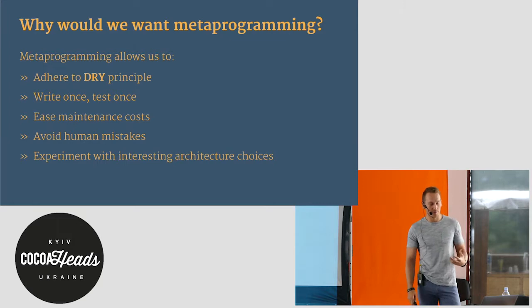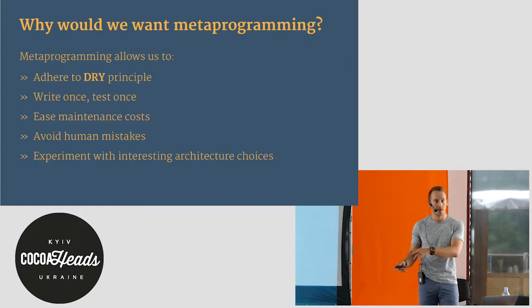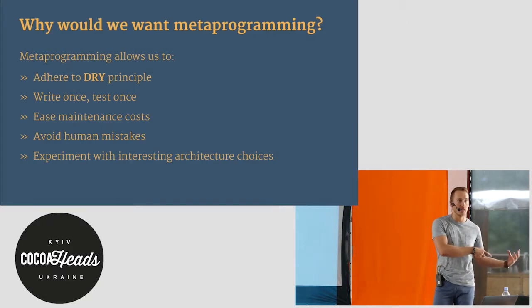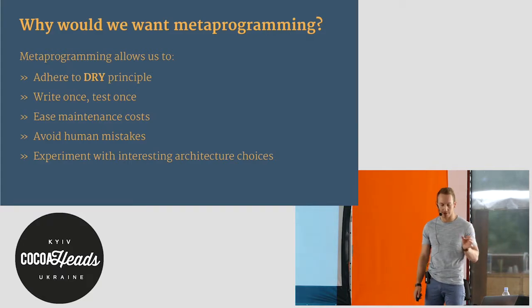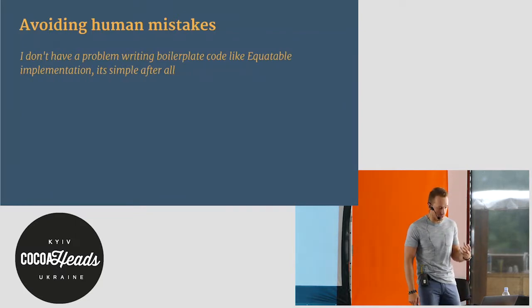So we want to be able to experiment with architecture choices. We want to come up with ideas that make it harder for the programmer to break, but don't make it harder to maintain. So it's a fine line there. And avoiding human mistakes is really what it's about.